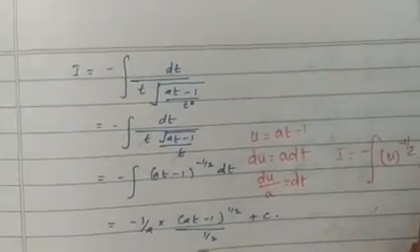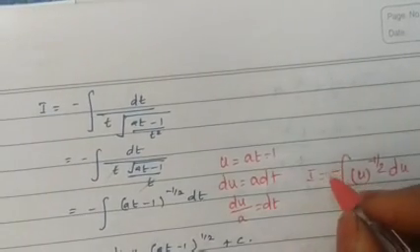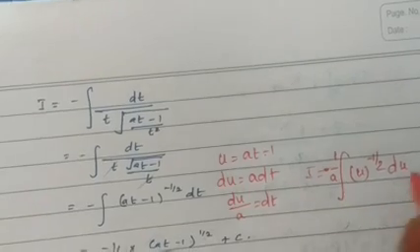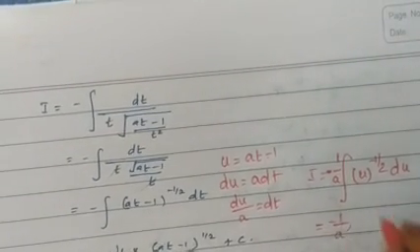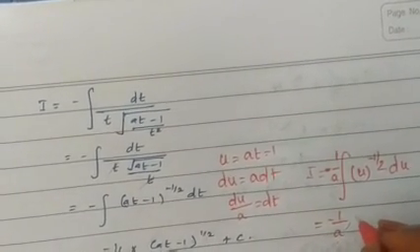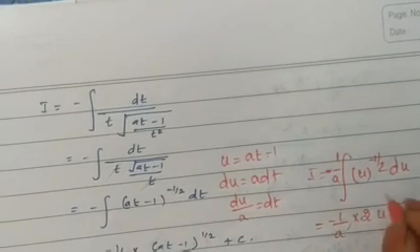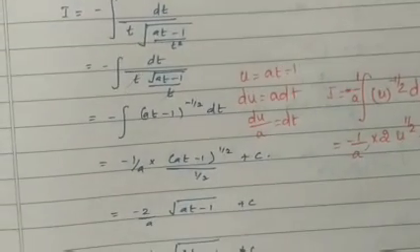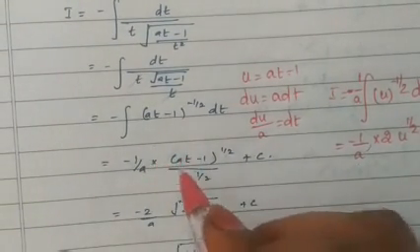Therefore since a is a constant you can take it outside du. Here it is 1 by a. Therefore this can be written as minus 1 by a u power minus half. When you integrate you will get u power half divided by 1 by 2, that you can reciprocate. Therefore 2 into u power half plus a constant of integration. After that substitute the value of u. That's what I have written directly here.